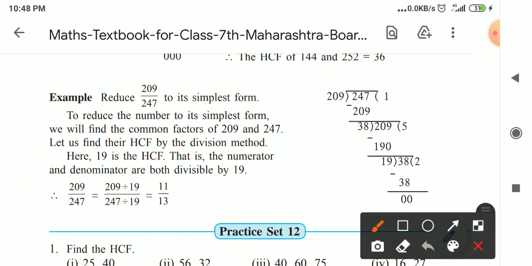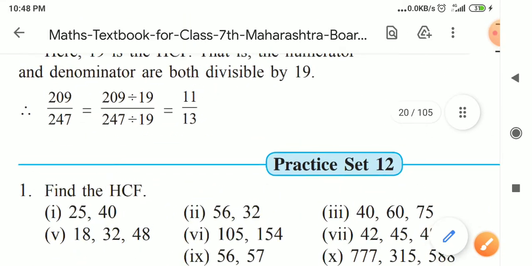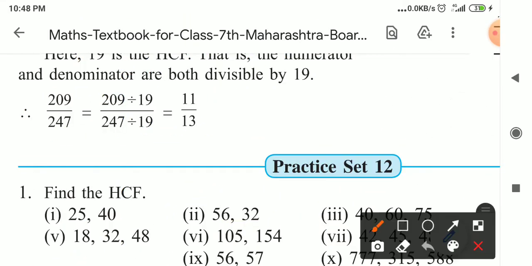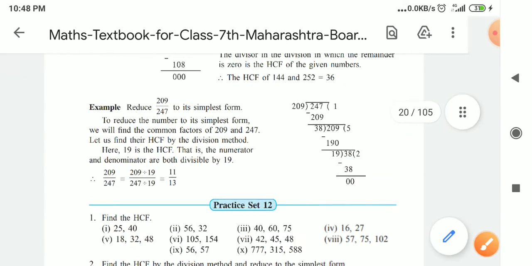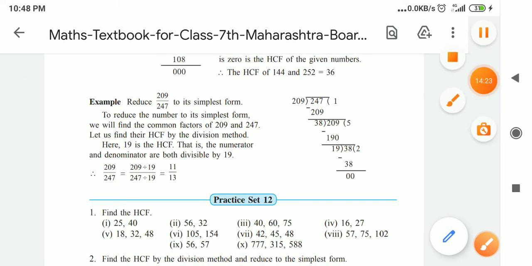Here it is written that 19 is the HCF for these numbers. So we divide these numbers by 19. Dividing 209 and 247 by 19, you will get 11 upon 13. This is the division method we use to find the HCF of numbers.